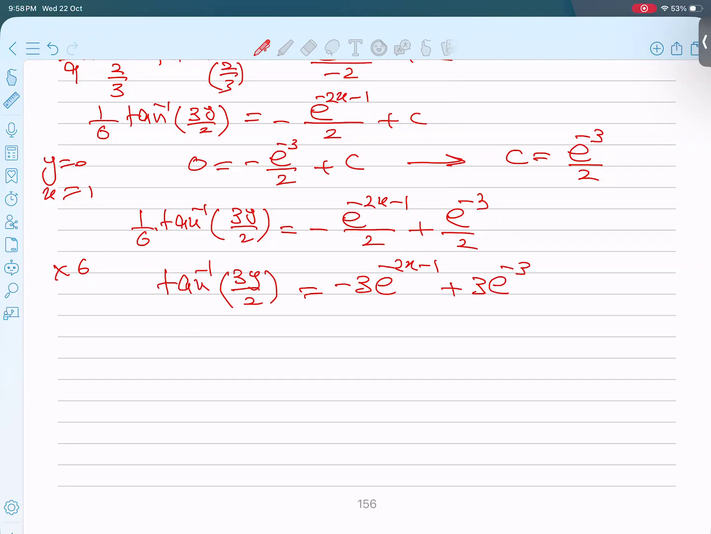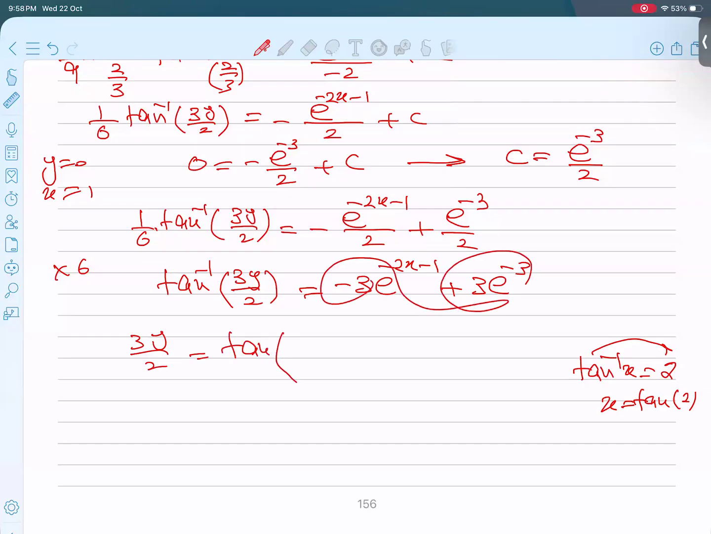Okay. Now basically we have to make y the subject. So this tan inverse will go there and the inverse will eliminate. How? You know very well, when tan inverse x equals something, tan inverse goes there, so the inverse will convert to normal. So the same story here: 3y over 2, and tan will go there, and this is a positive value and this negative. So I'm writing only the order change: 3 e to the power negative 3 minus 3 e to the power negative 2x minus 1. Now this will multiply there and finally I will get the subject.